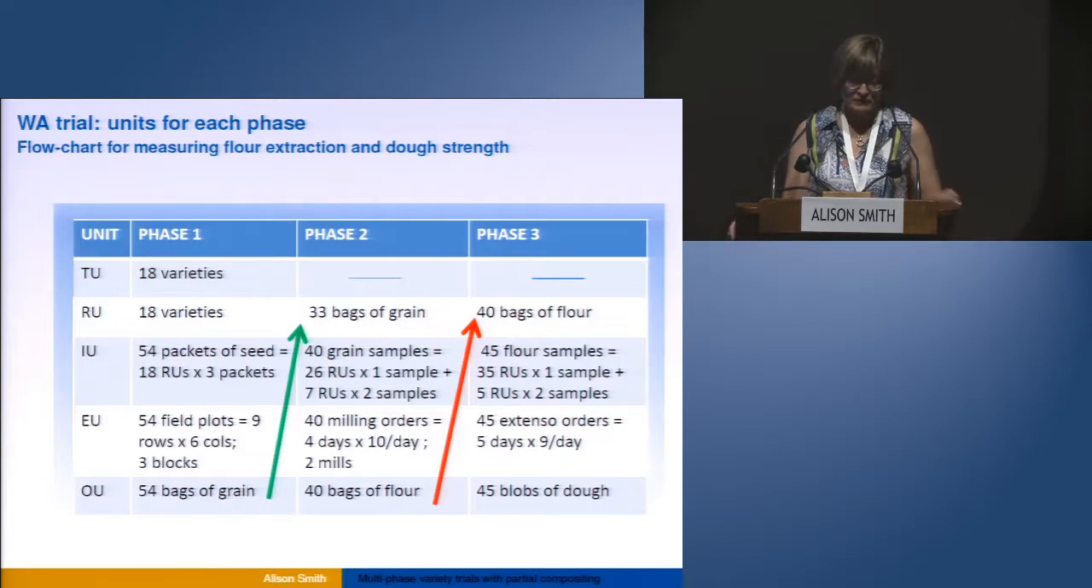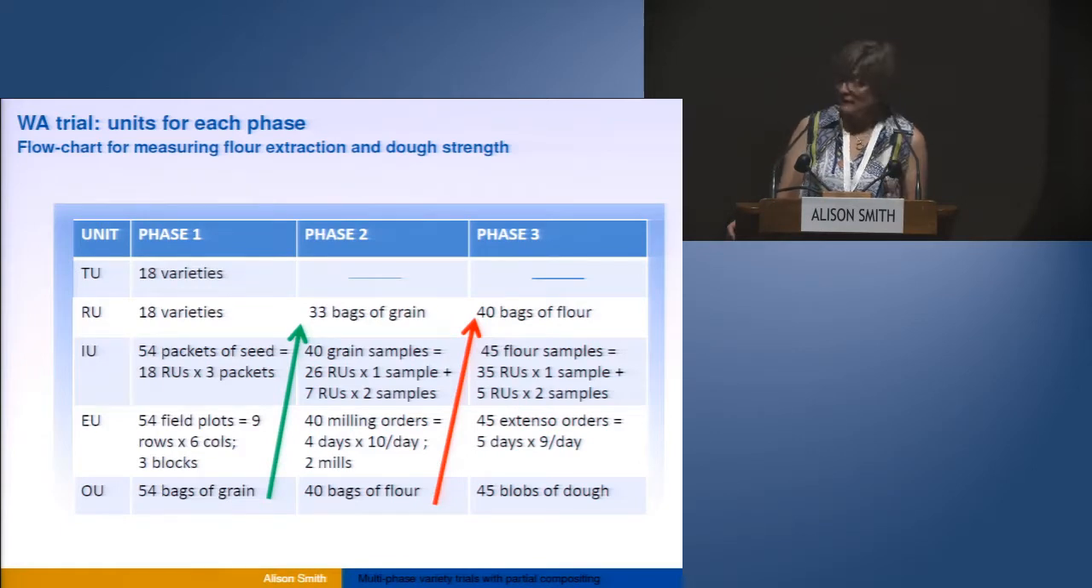So phase 1, which is our field trial, we had 18 treatment units, 18 varieties. They are also the things that are going to be replicated. So they're the replication units. Input units, well, we had 3 packets of seed, basically, of 18 varieties. So we've got 54 packets of seed. The experimental units are the physical plots, which are indexed by the rows and columns. We've also got blocks as a factor of interest. And the observational units are the 54 bags of grain that were harvested from that trial.